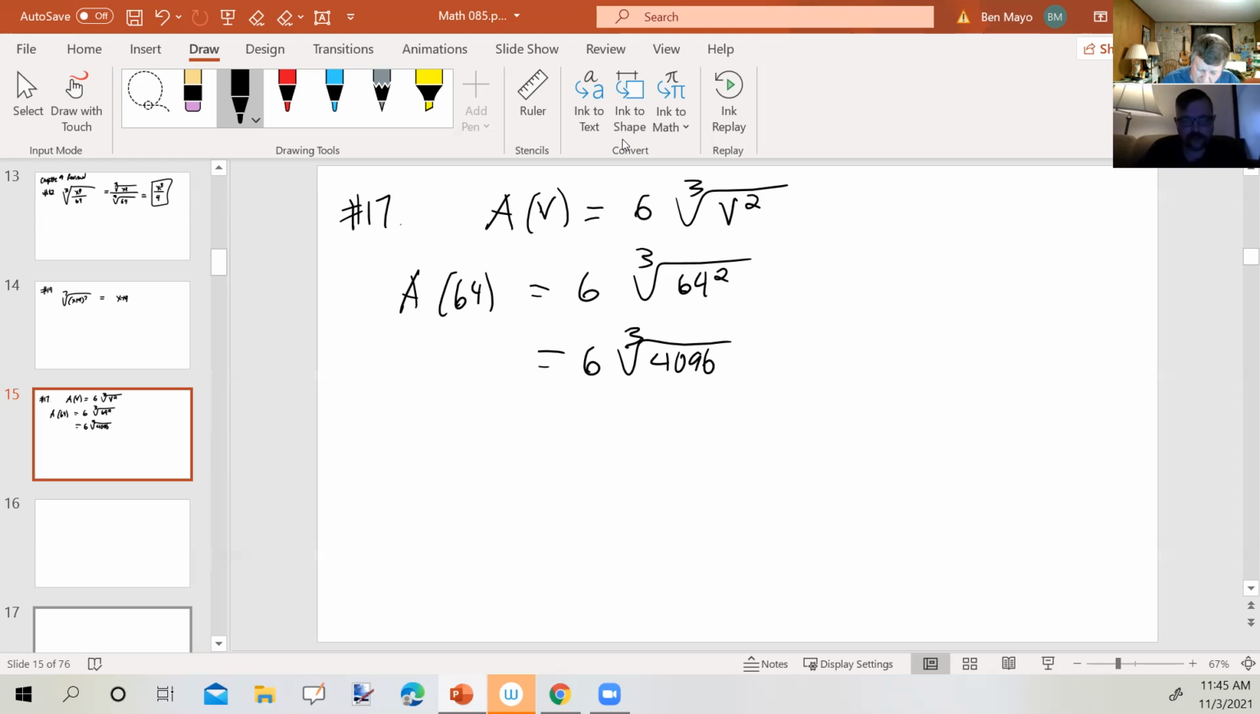Okay, I'm going to take the cube root of 4,096 on my calculator. And I get 16, times 6 is 96, and that would be square centimeters. Any questions on that one?